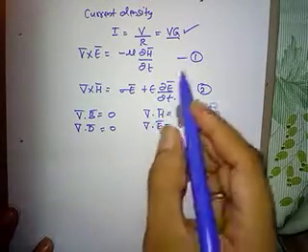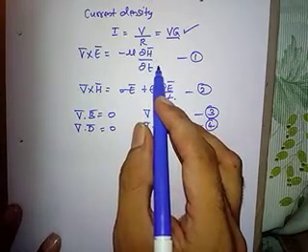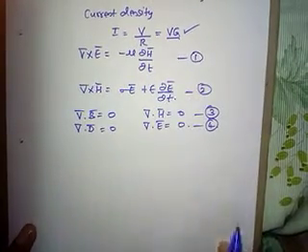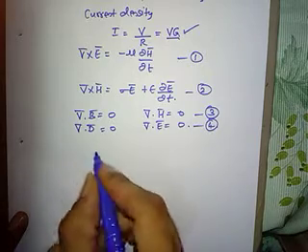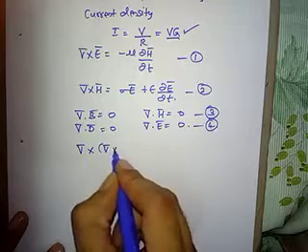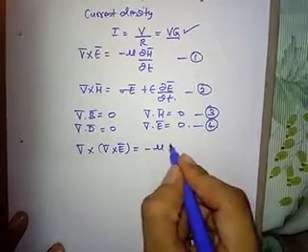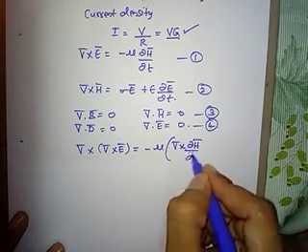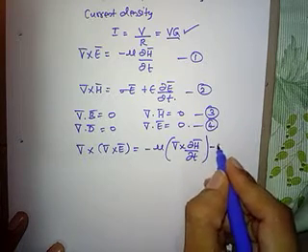To eliminate H bar from equation 1, let us take the curl on both sides of equation 1. If we take the curl on both sides of equation 1, we have del cross E bar is equal to minus mu del cross dou H bar by dou t. Take it as equation 5.